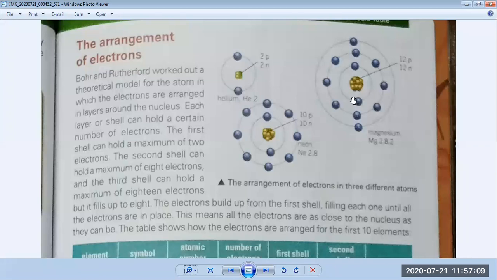So I am repeating again. In the first shell, 2 electrons can be accommodated. In the second shell, 8 electrons can be accommodated. In the third shell, 18 electrons can be accommodated. In the fourth shell, 32 electrons can be accommodated. And if we talk about the fifth shell, we can accommodate 50 electrons. So this is called the arrangement of electrons in an electronic structure.